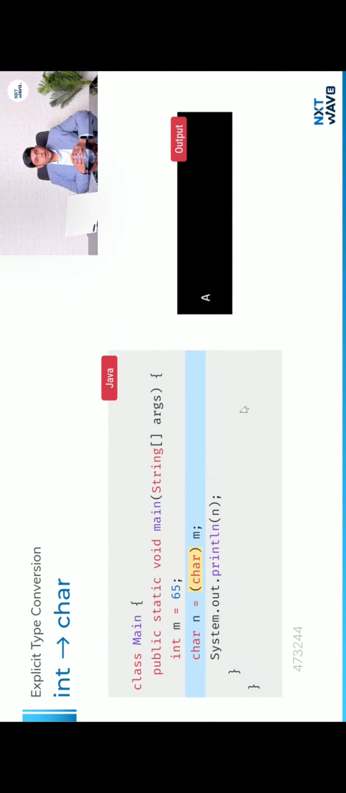Similarly, we can also convert an integer to character. In this case we have given int m equal to 65, and in the next line we are trying to convert an integer value into character value using explicit type conversion. We are doing it before the variable m, within the round braces we have given the data type to which it should get converted. So the value in the variable m is going to be converted to char data type and stored in the variable n. Whenever we print the value in the variable n, we can see character A being printed, because the ASCII value of character capital A is 65.